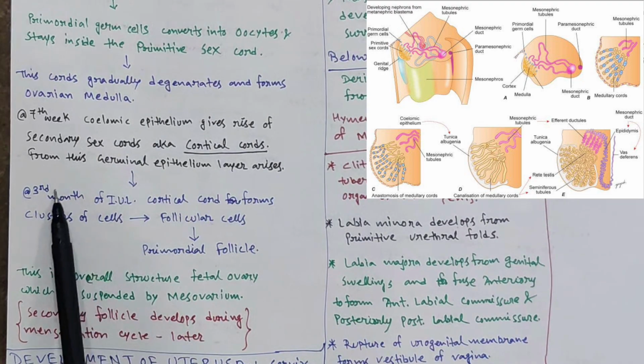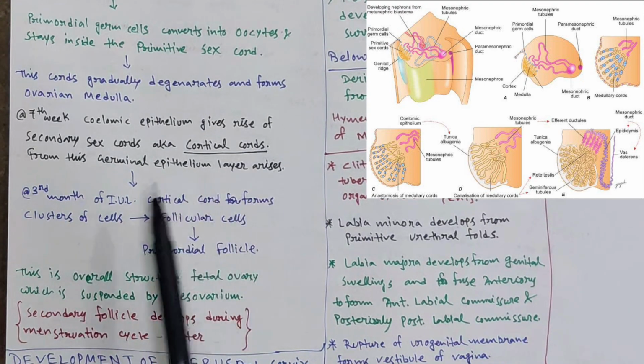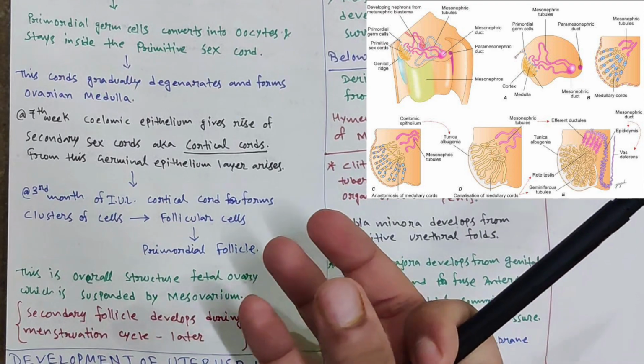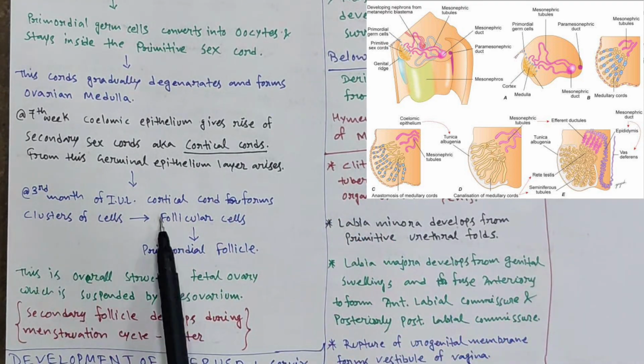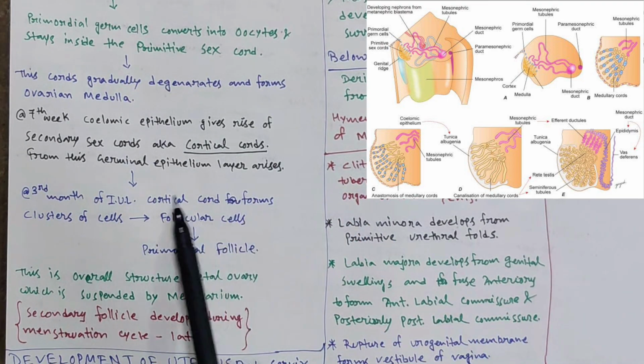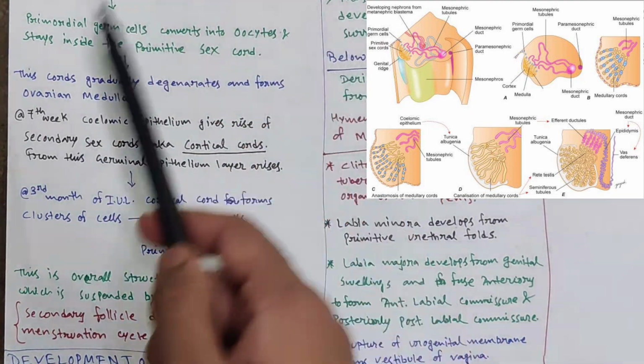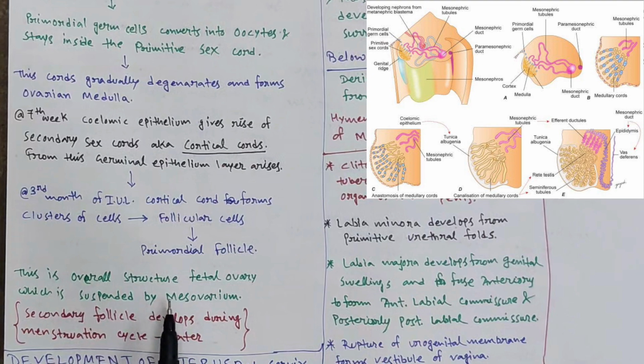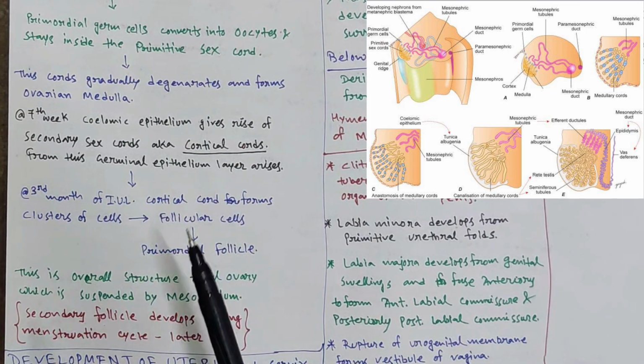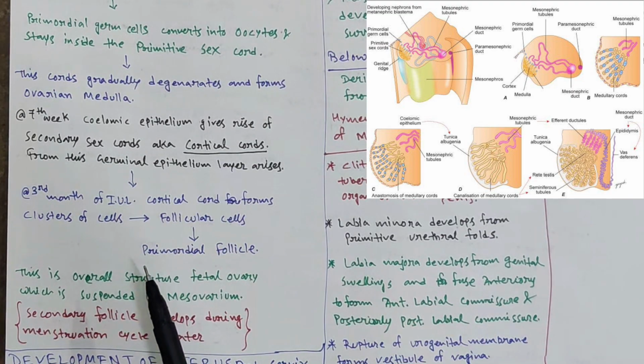And at the 3rd month of intrauterine life, the cortical cord forms clusters of cells. Lots of clusters of cells ultimately convert into follicular cells, and these follicular cells will convert into primordial follicles. So this is the overall structure of the fetal ovary, which is suspended by the mesovarium. Now, what is the ovary? What is the mesovarium? All these things I talked about in my anatomy of ovary videos, okay?